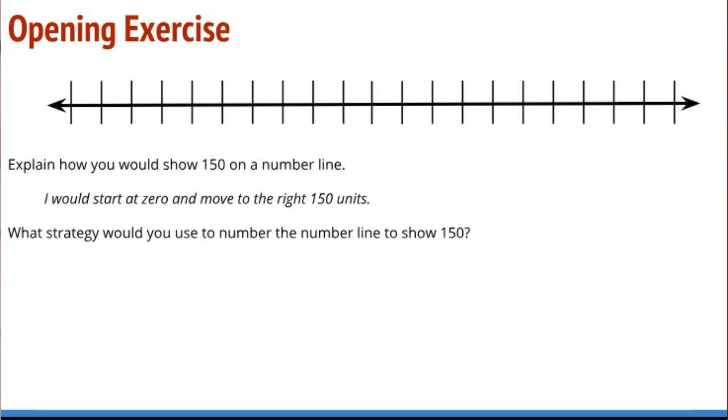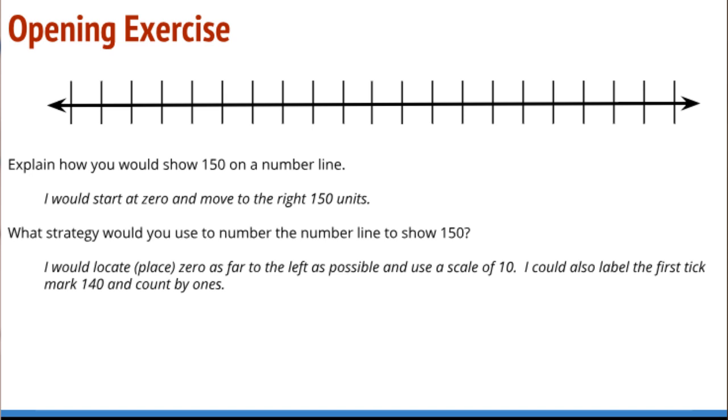And you might want to pause there and think about a few different ways that you could show 150 on the number line. Now, a couple strategies that you could do would be to put a 0 as far to the left as possible. And then we could use tens. So 10, 20, 30, 40, 50, 60, 70, 80, 90, 100, 110, 120, 130, 140, 150. And of course, you could take the time to write all of those out, but I am trying to not take too long in these videos. Sometimes I am more successful, and other times I am less.